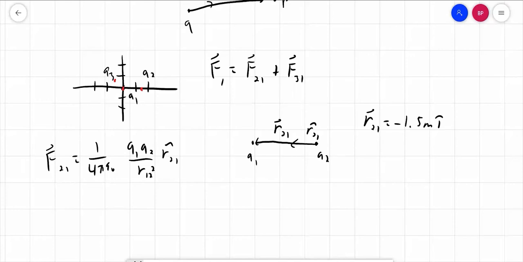Okay. Well, we can find the distance by taking the square root of the sum of the squares. But here we only have an x distance. We don't have a y one. So the distance we can tell right away is just 1.5 meters.